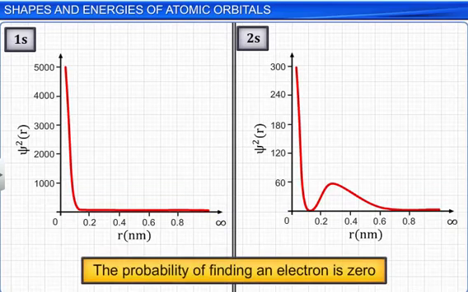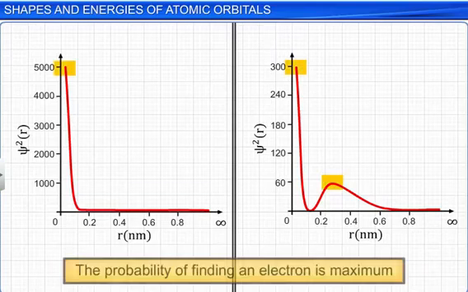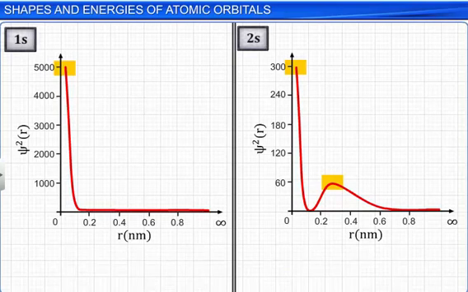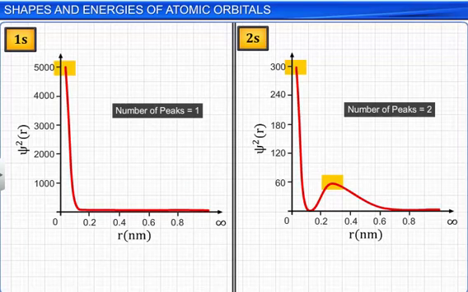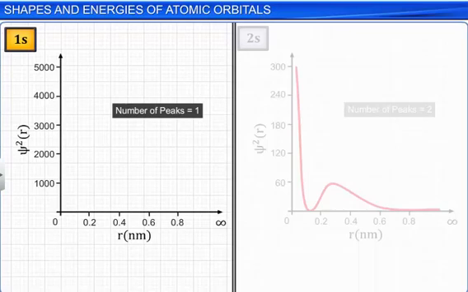The peak of the curve indicates that the probability of finding the electron at this distance is maximum. For s orbitals, the number of peaks obtained in the plots is equal to the n value. Hence, for 1s and 2s orbitals, the number of peaks obtained are 1 and 2 respectively. For 1s orbital, the probability density is found to be the maximum in the vicinity of the nucleus and decreases sharply as the distance from the nucleus increases.